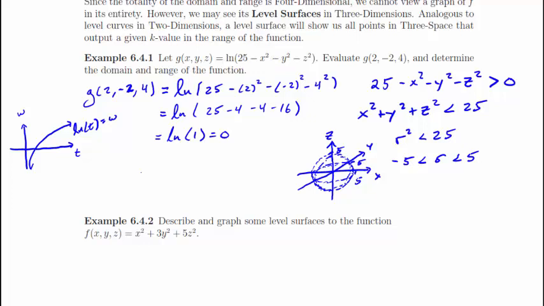So let's say G of x, y, z is outputting W values. Then we know that W has to be less than or equal to the natural log of 25, because our inputs x, y, and z are going to shrink that 25 down, and the natural log increases as the inputs increase and decreases as the inputs decrease. So my outputs are less than or equal to the natural log of 25, plain and simple. That is really the range of this function. So I'm going to write this in proper set notation. The range of G equals the set of W in the real numbers such that W is less than or equal to the natural log of 25. We'll just leave it as an exact value here.